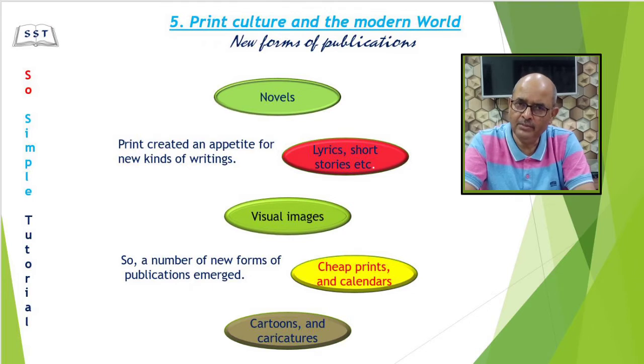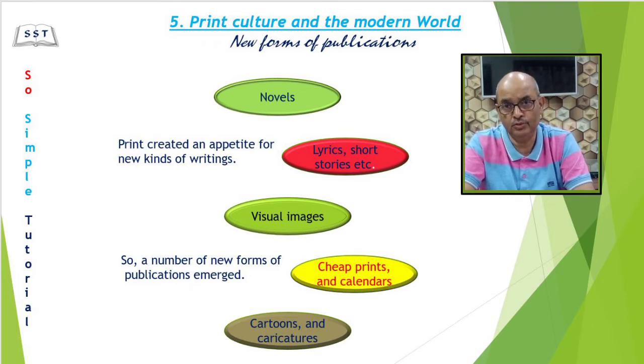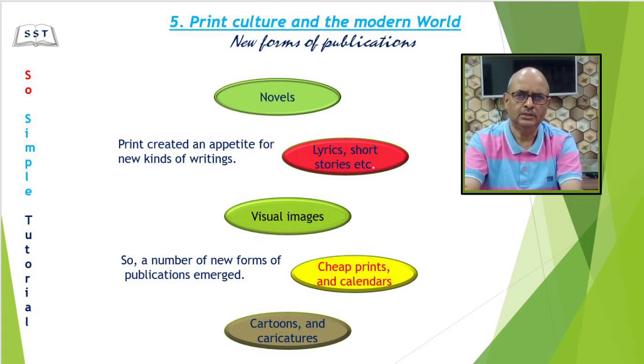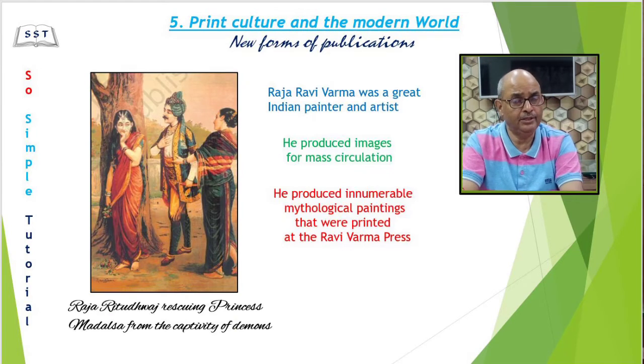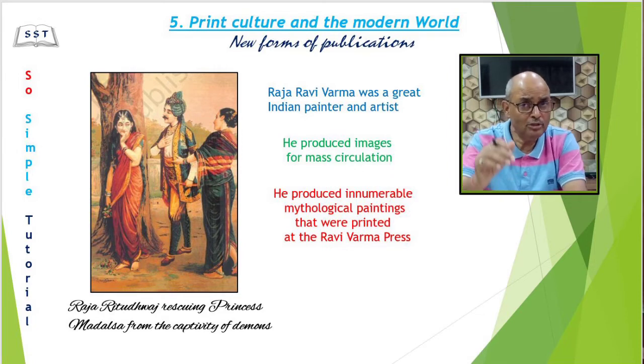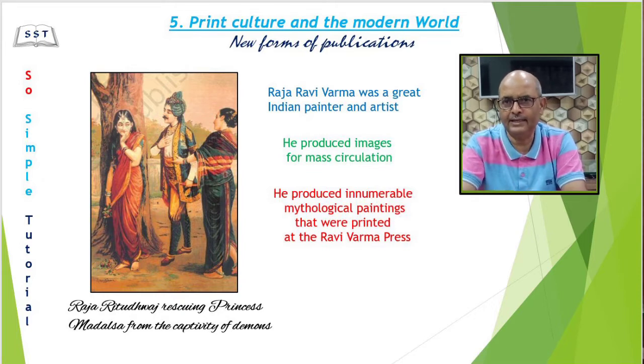Then came visual images. By the end of 19th century, a new visual culture was taking shape. With the setting up of printing presses, pictures could be easily reproduced in multiple copies. Students, Raja Ravi Verma was a great Indian painter and artist. He created images for mass circulation. He is actually known for making his paintings available to the public. His paintings attracted common people, especially those with artistic tastes. During his lifetime, Verma is most remembered for his paintings of sari-clad women portrayed as graceful.